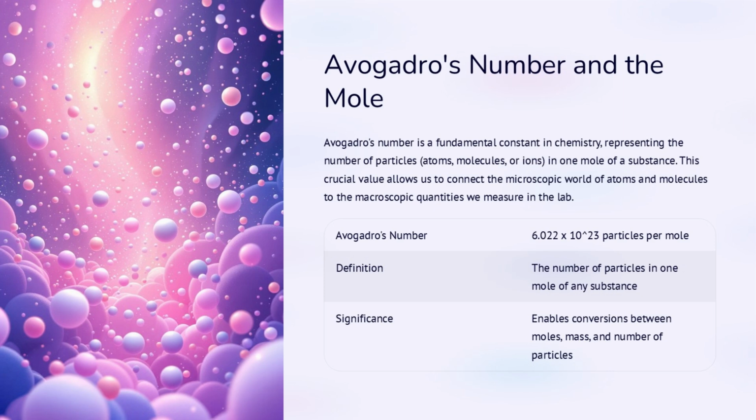Avogadro's number is 6.022 times 10 to the power of 23 particles per mole. The definition of a mole is the number of particles in 1 mole of any substance. Knowing Avogadro's number enables us to make conversions between moles, mass, and number of particles.